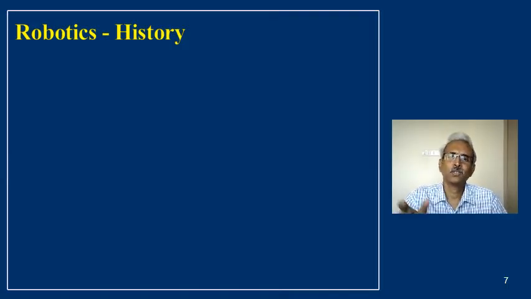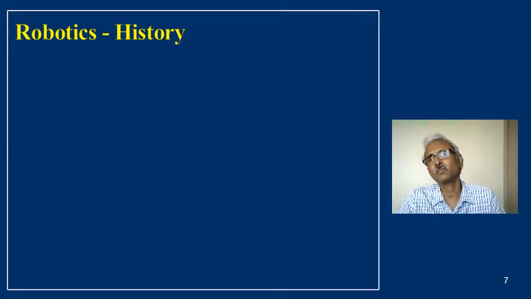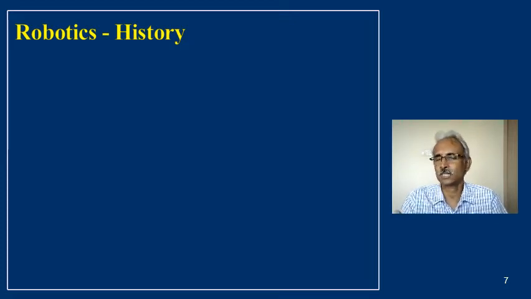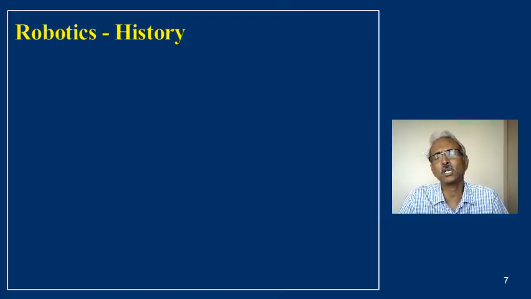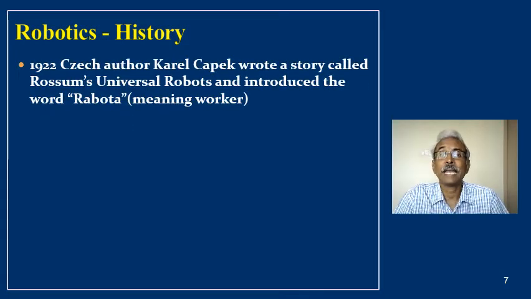So before going into the subject, let's look at robotic history. I wanted to tell you this because, with so many advancements in technology, why has the robot still not become a very common thing? Of course, the rate at which it penetrates is increasing, but still it's not very common. Why? Now if you look at it, in 1922, a Czech author wrote a story, and in that story he introduced the word robota, meaning a worker.